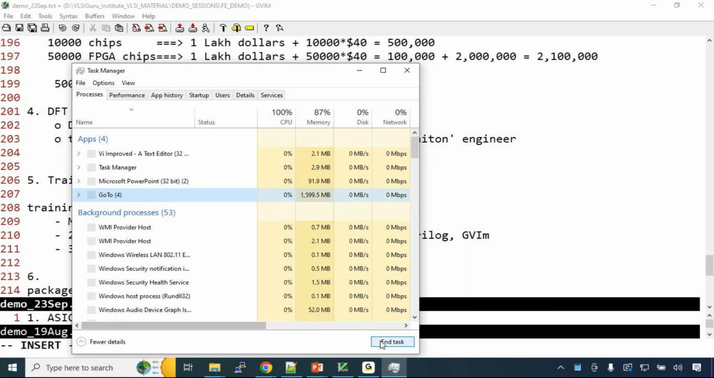Which domain has more package, DFT or verification? See, just give me a minute. I'll go to the meeting. Give me 1 minute, please.